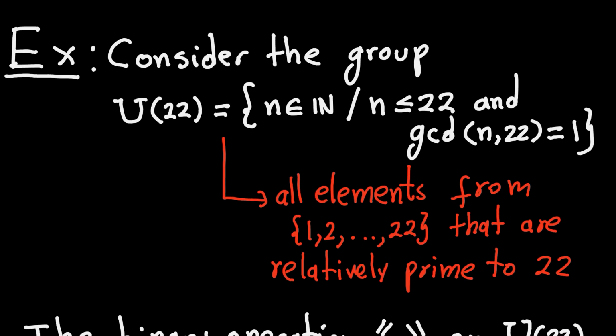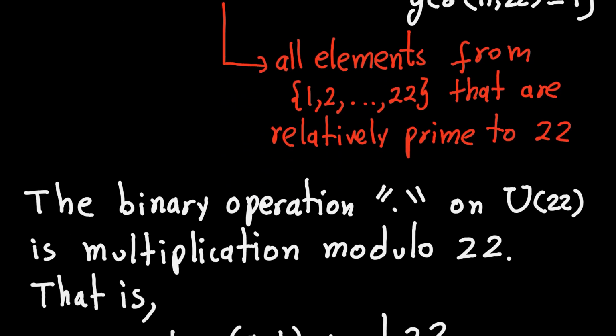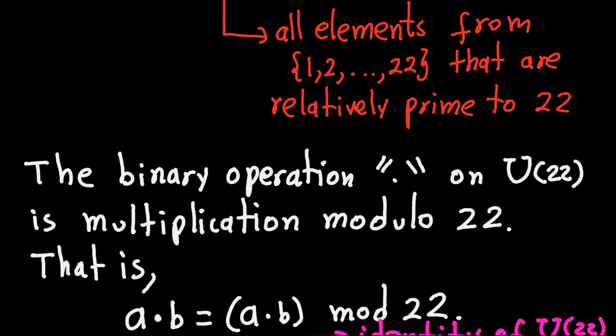You can describe it in words by saying that it is all the elements from the collection 1 up to 22 that are relatively prime to 22. So that's why you put U22 here. You can do the same thing for any other number. So that is a set. Now to make it a group, you have to give it a binary operation. And the binary operation that we have on this set, U22, is multiplication modulo 22.